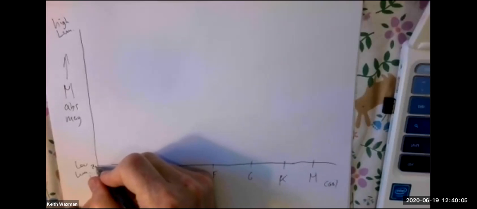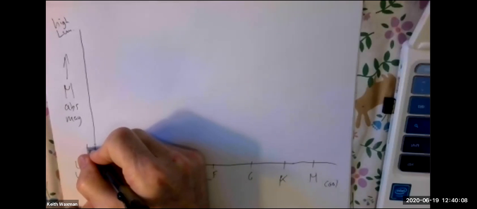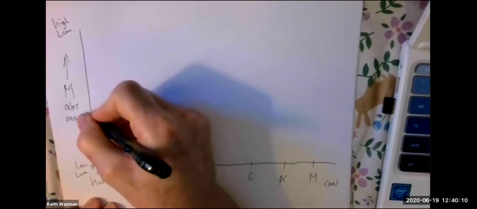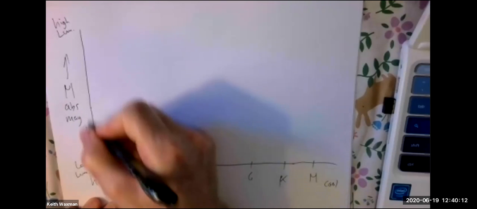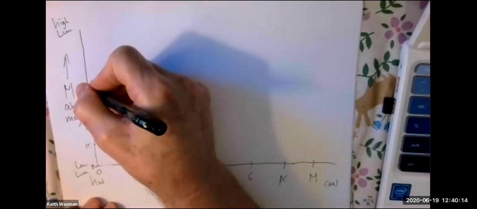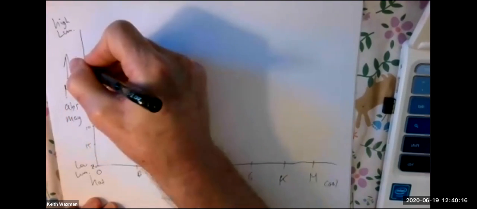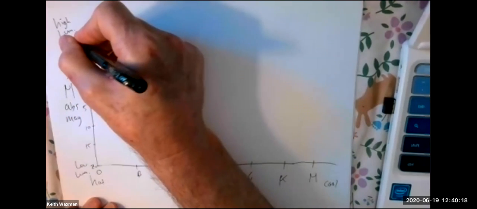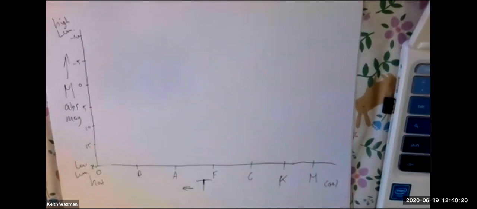Remember, we put numbers here, 20, 15, 10. We're getting brighter as we go this way. Remember, 20 is very, very faint. 5, 0, -5, -10. All right.